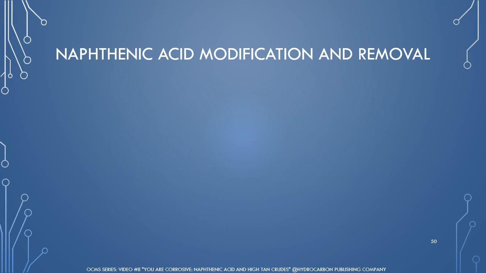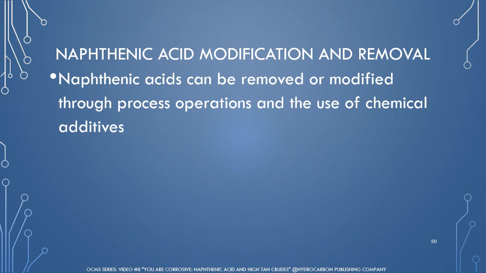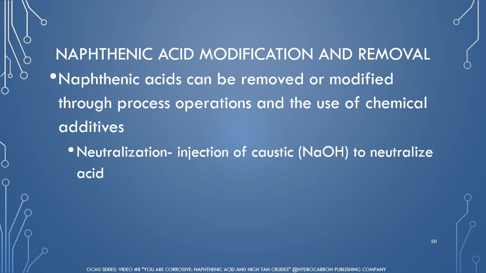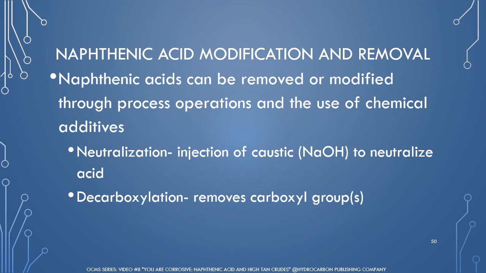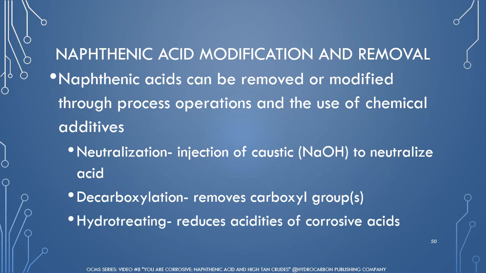Another category of methods to protect against NAC is to modify or remove acidic components. The use of neutralization agents such as caustic or sodium hydroxide converts naphthenic acid to sodium naphthenate. Decarboxylation removes the acidic component of naphthenic acids through the use of high temperatures and other means. Hydrotreating is used to reduce the acidities of corrosive compounds. Finally, corrosive components could also be removed using extraction. These methods have pros and cons, and multiple patents have been developed to make improvements on these methods.